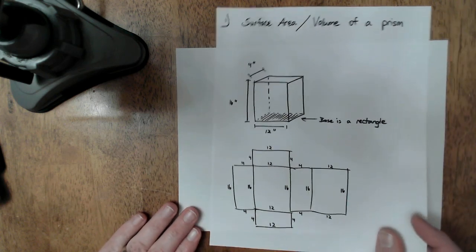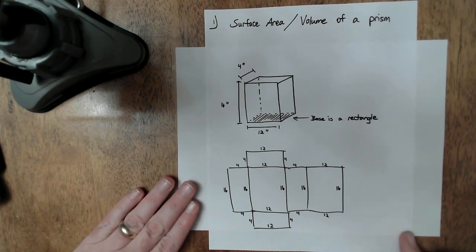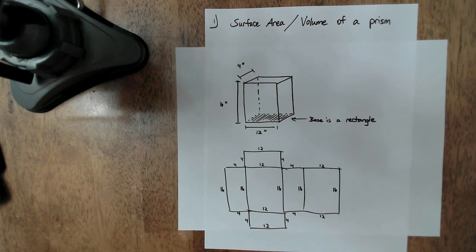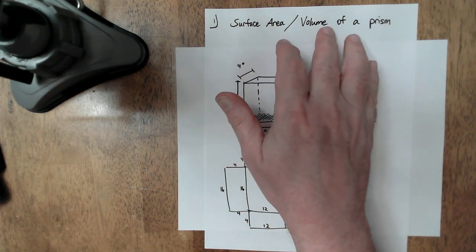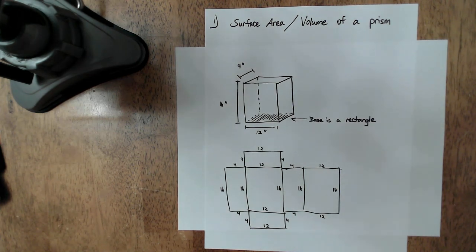Okay, and prisms, they can be rectangular prisms, square prisms, triangular prisms, octagonal prisms, all sorts of different shapes. But let's just start with the basic of the basic. Let's start with a rectangular prism, such as a cereal box or something like that. Ultimately we're going to find the surface area and the volume, but let's start with the surface area.